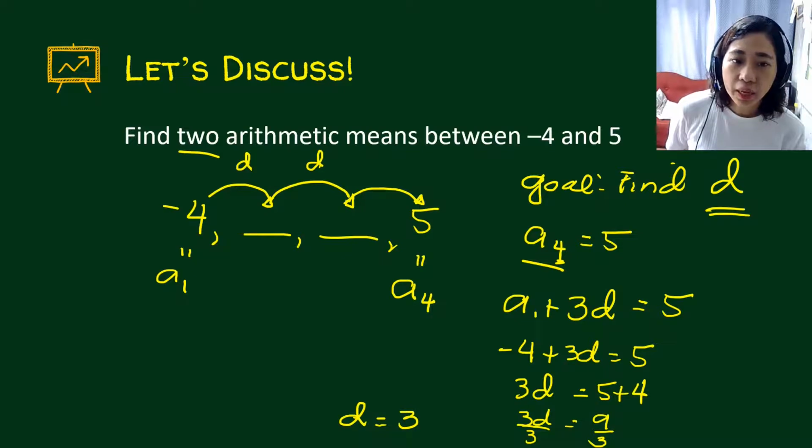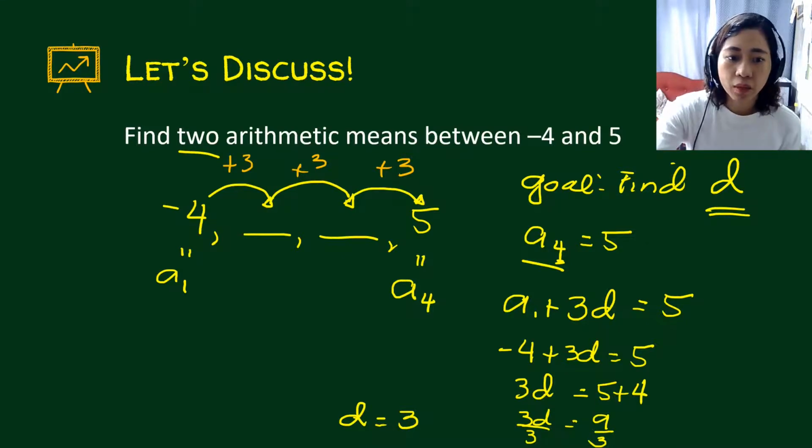Kuha na natin, palitan ko na to class, papalitan na natin to ng 3. So, this is always plus 3, plus 3. So, i-check natin dapat tama. So, negative 4 plus 3 is negative 1. Next.